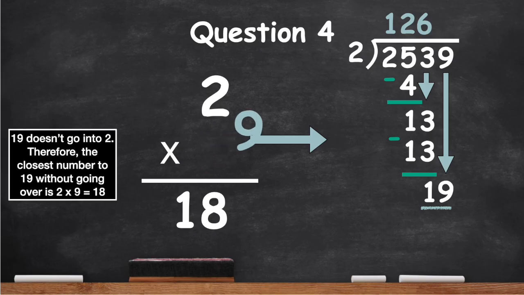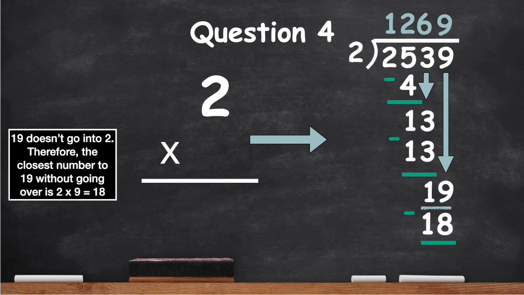So we're going to put that 9 on top of the 9. And remember, the answer for 2 times 9 equals 18. We're going to move it underneath the 19 to subtract. So 19 minus 18 equals 1. We have no numbers to divide. Therefore, we have a remainder of 1.